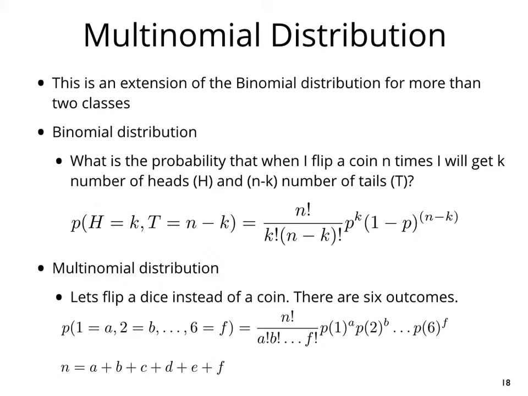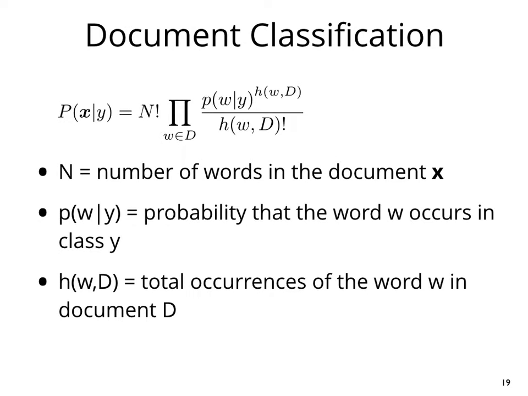So the multinomial distribution is the multinomial version of the previous binomial case. For example, if you roll a die instead of flipping a coin, which has 6 outcomes, then you have 6 different probabilities, and then you need to consider the number of different combinations of those 6. That is provided by the multinomial distribution.